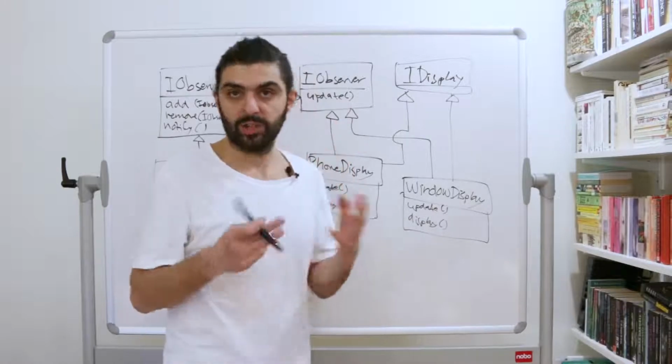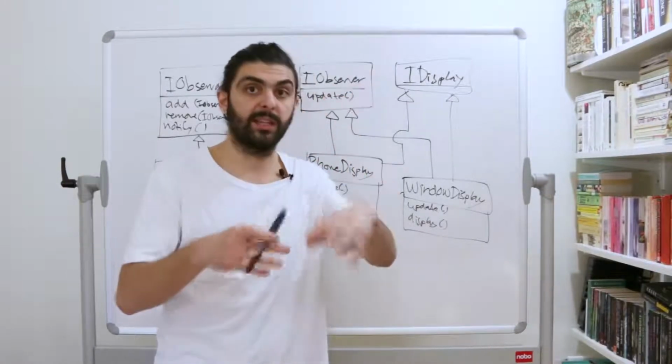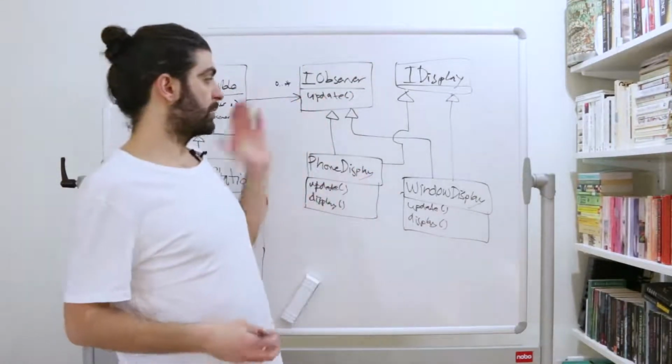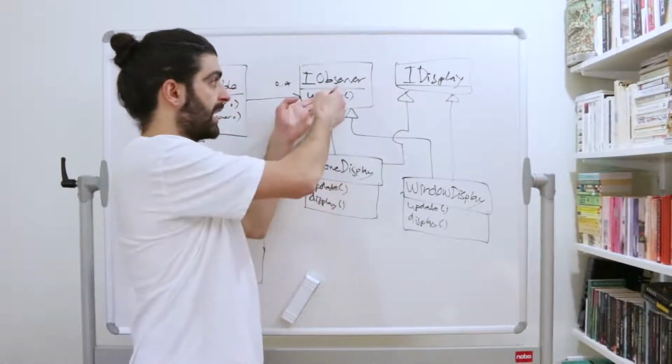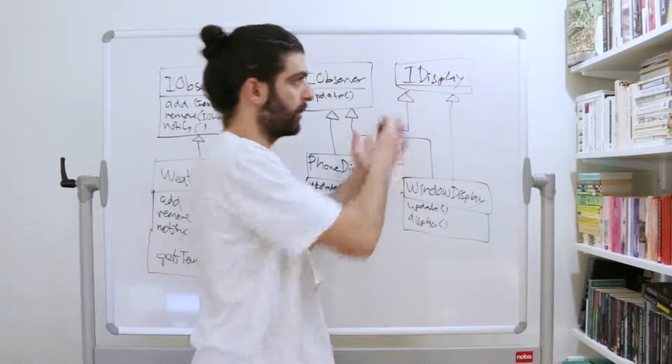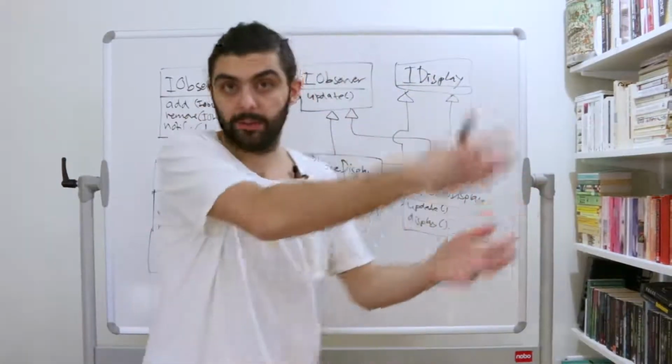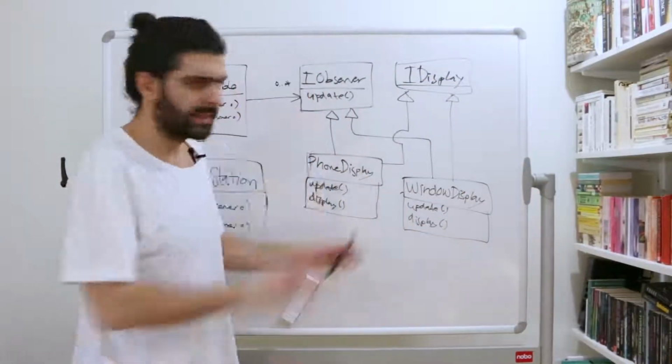For inheritance, a child can only have a single parent in object-oriented programming. But when you're using interfaces, you can implement multiple interfaces. So the display can implement the IObserver interface, but it can also implement the IDisplay interface and another interface if you want to. But that's about that.